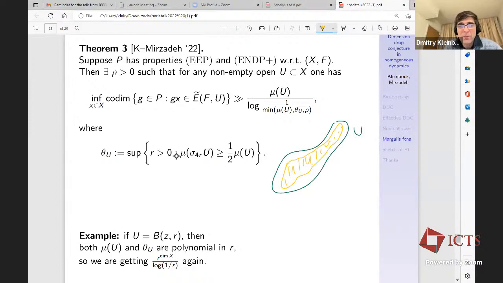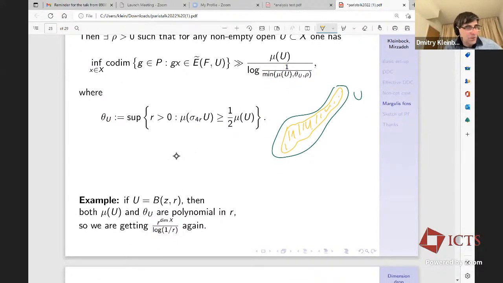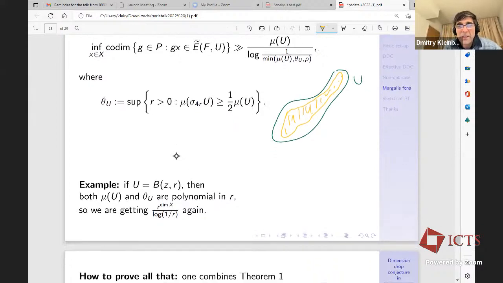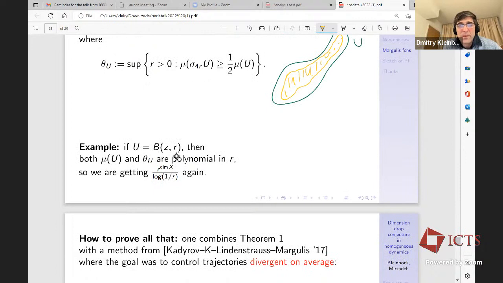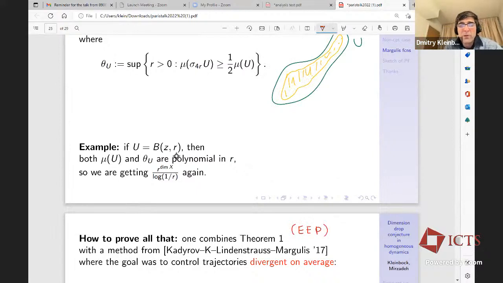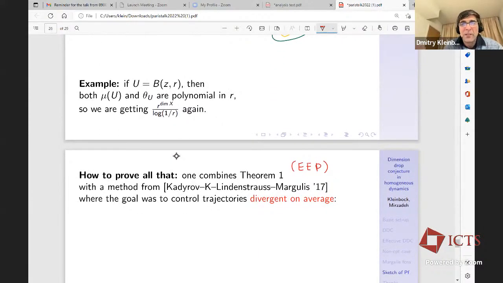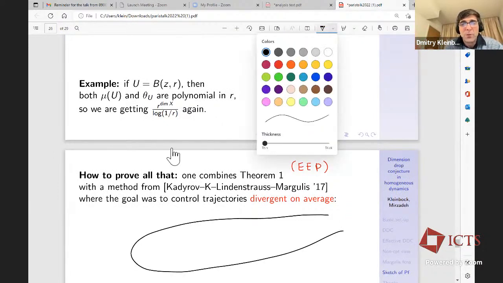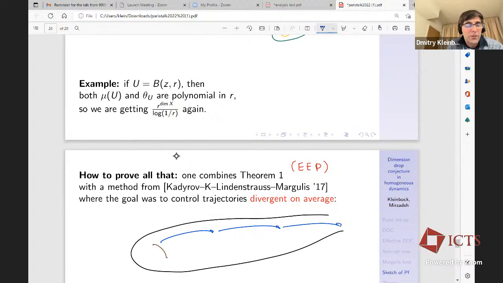Okay, so I think my time is almost up, modulo the fact that I started 5 minutes late. So maybe I can use these 5 minutes for the last 1 or 2 slides, just to explain how this is actually proved. And to prove it, one combines the first theorem. So the first theorem was about effective equidistribution with a method from our paper with Shirali Kadyrov, Lindenstrauss, and Gregory Margulis. And the goal of that paper was to control trajectories which diverge on average. Okay, so in other words, suppose you want to study trajectories which do the following: you apply g_t, and they go further and further away.